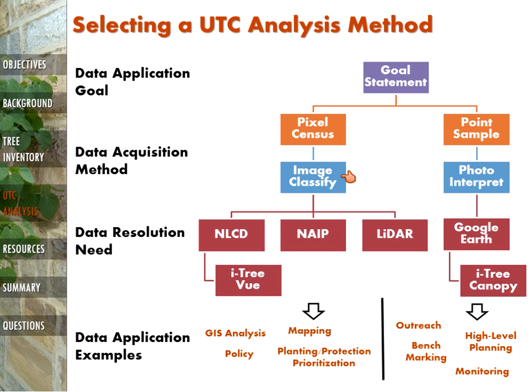So with a pixel census, the process that we're using to create data is what is known as image classification. That is, a computer program is using imagery of the landscape and is classifying each pixel into some type of land cover. Of course, we're predominantly interested in tree cover, but typically these image classifications also quantify building impervious, non-building impervious, non-tree vegetation, water, and so forth.